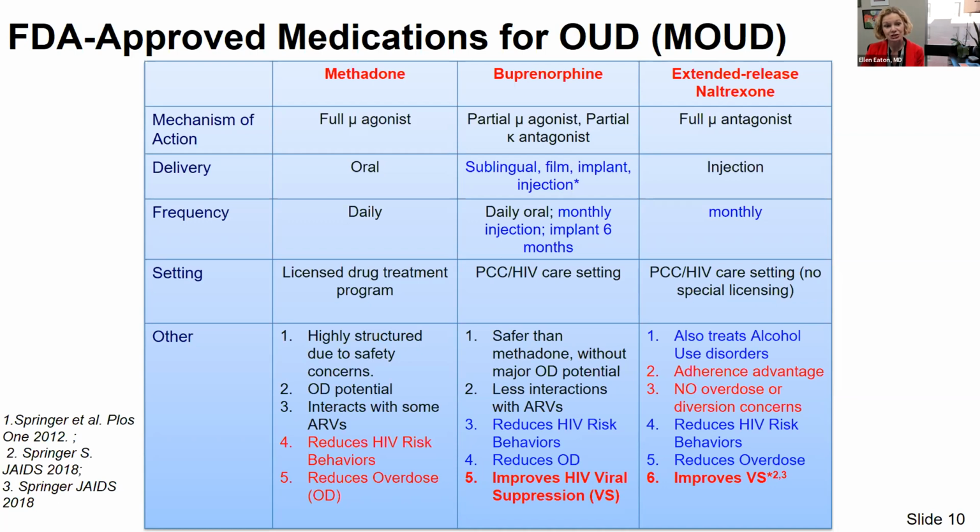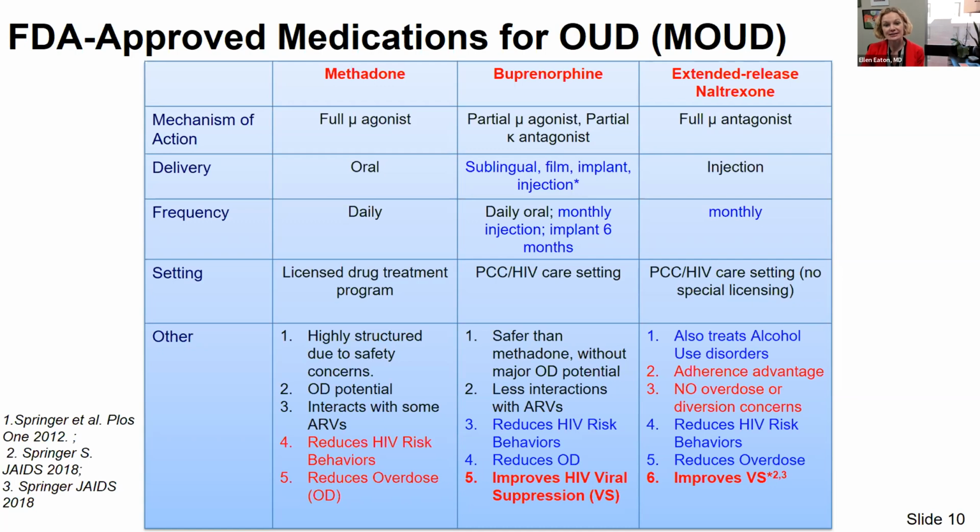Buprenorphine in the middle is a partial agonist. We have multiple different delivery methods. We have sublingual tablets and films, which I use most often in my clinic. There is an injectable, long-acting form, and implants. Options range from daily oral to long-acting injectables, and this can be prescribed in your outpatient HIV care clinic. I prescribe buprenorphine as part of my HIV care clinic. Very safe, with very few drug interactions, specifically with ART.